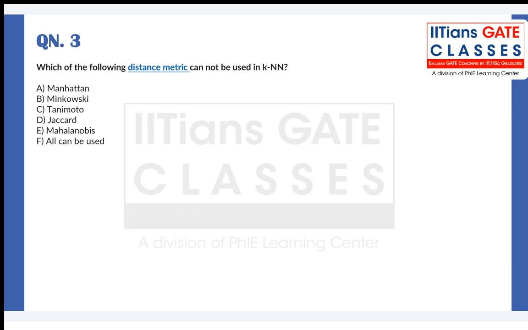I have not actually taught you this thing that much. Which of the following distance metrics cannot be used, because it was not in the syllabus? Tanimoto, Jaccard and Mahalanobis distance are also distances that are available. Minkowski we already studied. Manhattan we already studied. Others are also variations; if you vary the value of p in Minkowski distance, you will get all of them. So you can actually use all of them.